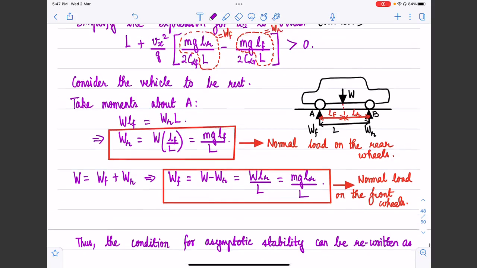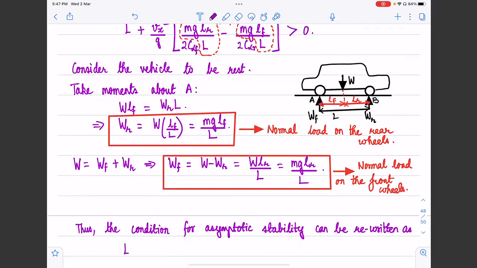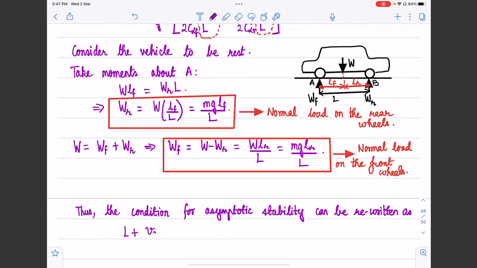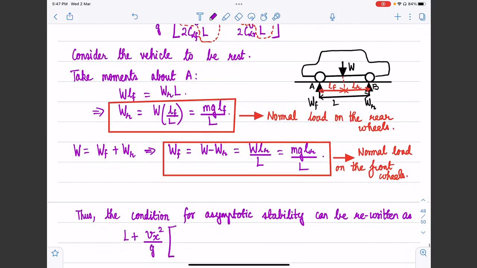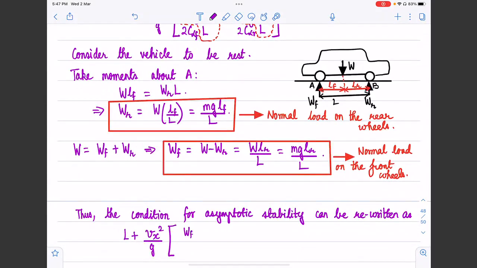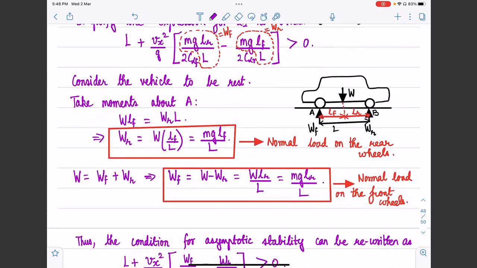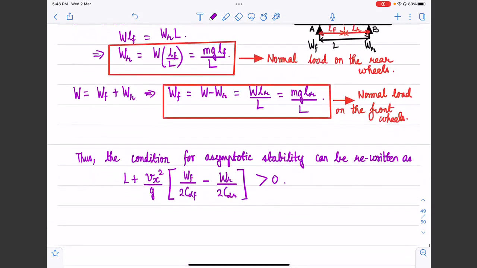What is that? We can rewrite it as L plus Bx squared divided by G times WF divided by 2C alpha F minus WR divided by 2C alpha R, and this is greater than 0. You can see that after all this derivation, this condition has become very simple in structure. I just substituted for WF and WR, and we have got this expression.